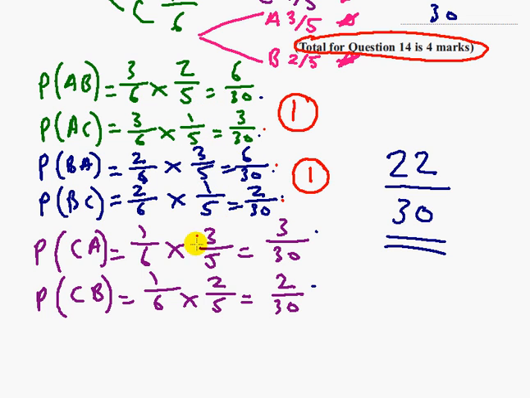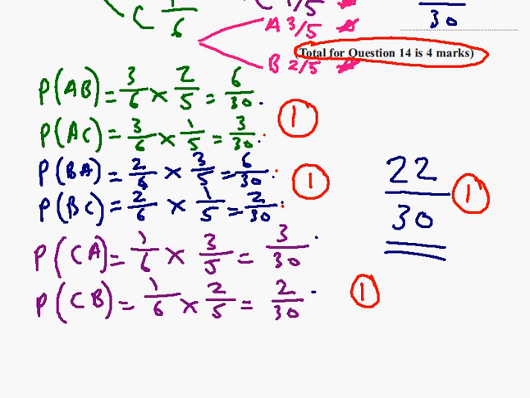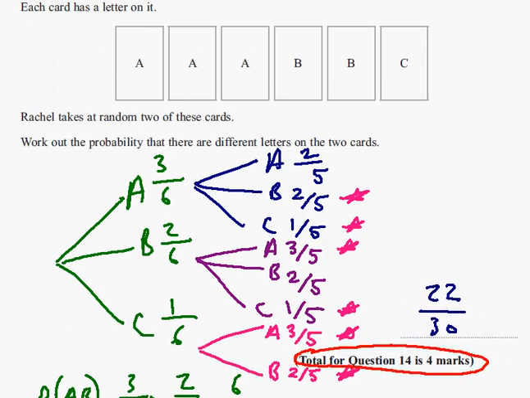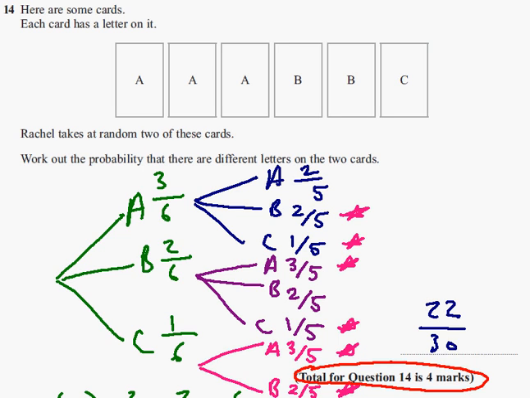So if you've done any 2 of these correctly with the right probabilities, you get 2 method marks in total. Now, the third method mark comes from, I haven't written it out, adding all these probabilities up. And the fourth final mark comes from the correct final answer. So 4 marks for question 14, and that's it.